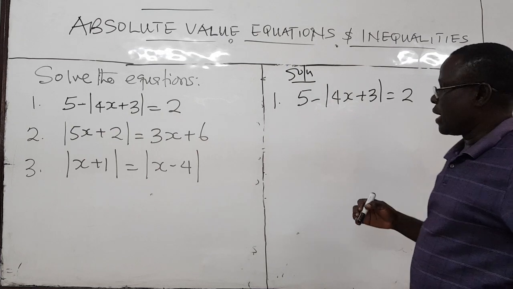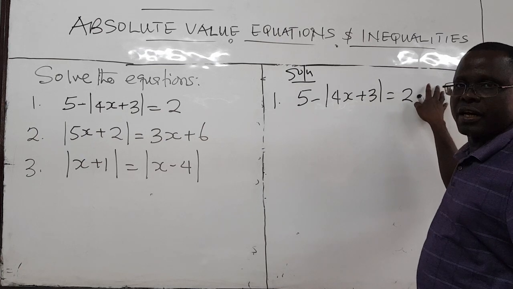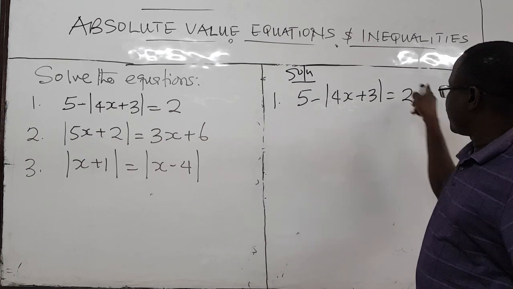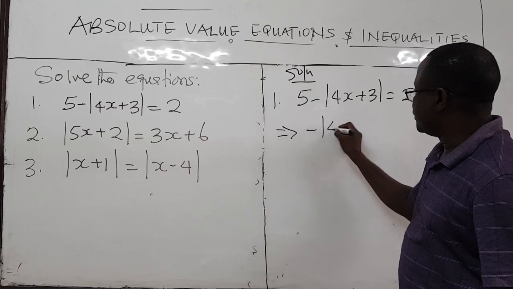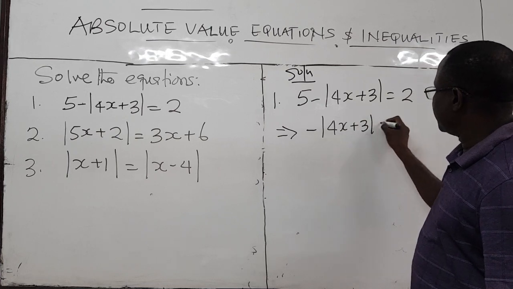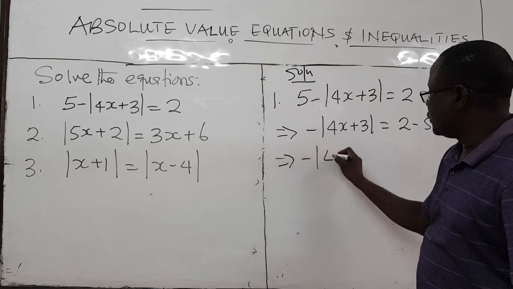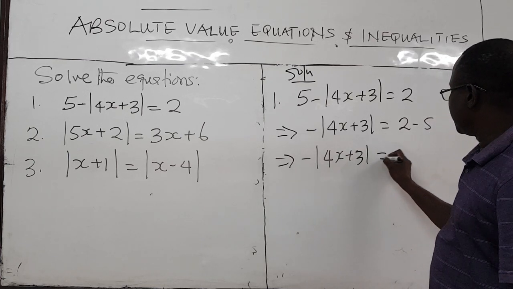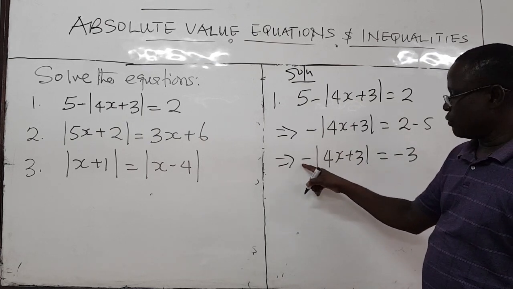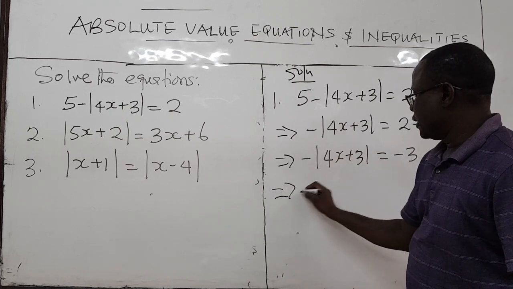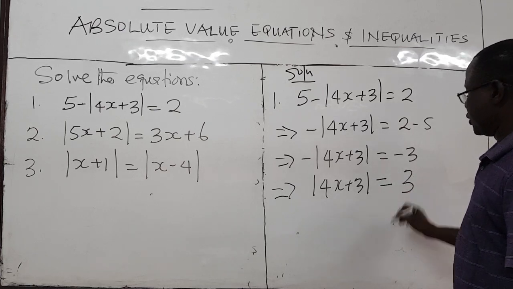So again, the plan is to isolate the absolute value expression on the left and then take all the other numbers to the right hand side. So I'm going to take 5 out. So that will give me negative absolute value of 4x plus 3 is equal to 2 minus 5. So that negative absolute value of 4x plus 3 is equal to negative 3. I have negatives here. So if I multiply through by negative 1, I'm going to have the absolute value of 4x plus 3 is equal to positive 3.